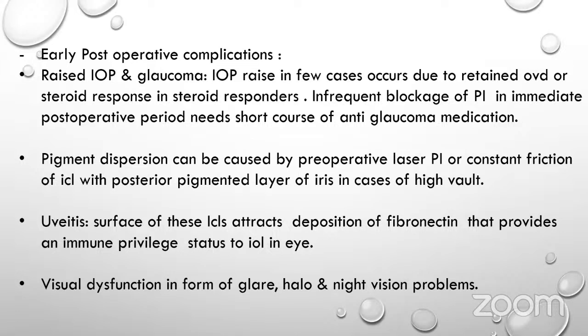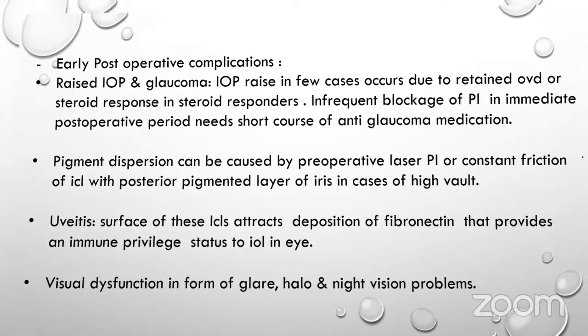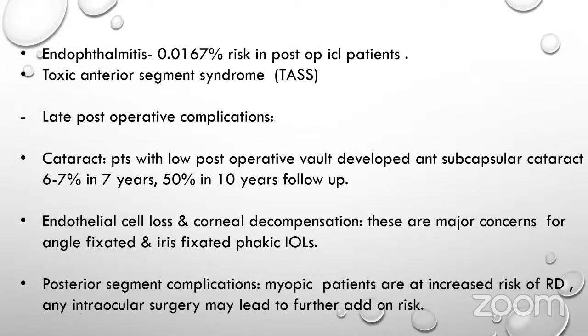Uveitis: the surface of these ICLs attracts deposition of fibronectin that provides an immune privilege status to the IOL in the eye. Visual dysfunction in the form of glare, halo, and night vision problems can be a complication. Endophthalmitis risk is 0.016%, and toxic anterior segment syndrome. Late postoperative complications: patients with low operative vault develop anterior subcapsular cataract, 6 to 7% in 7 years and 50% in 10 years follow-up. Endothelial cell loss and corneal decompensation.